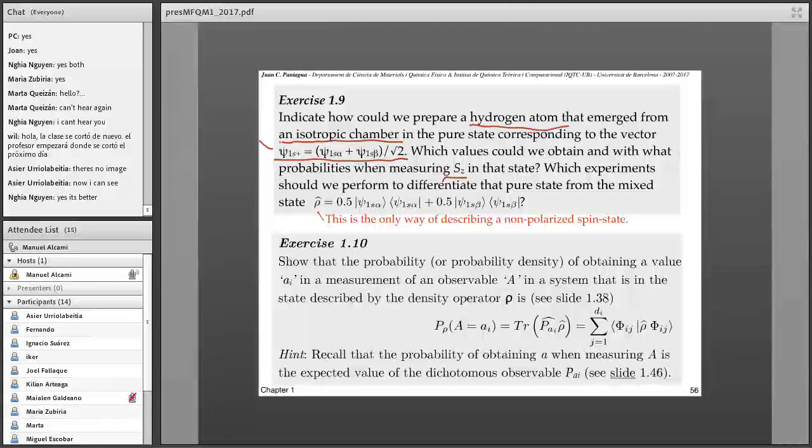Which values could we obtain and with what probabilities when measuring Sz in that state? Well, you have to take the third postulate. Here we have two eigenvalues, plus and minus, and you will readily find that for these two states, the probabilities of obtaining positive or negative values for Sz are 1 over 2, 50%. Which experiments should we perform to differentiate that pure state from the mixed state I have put here?